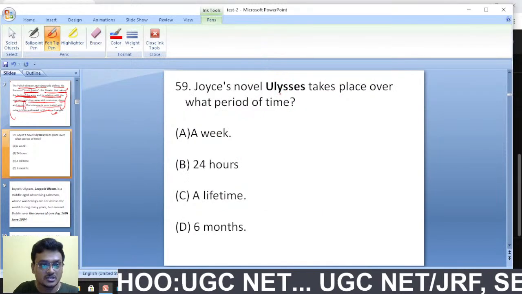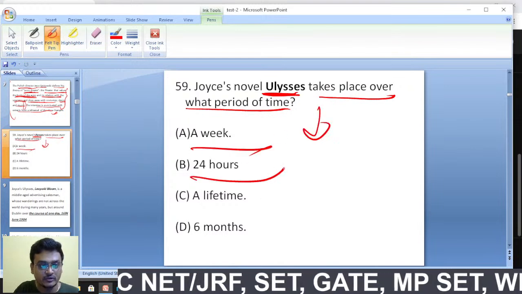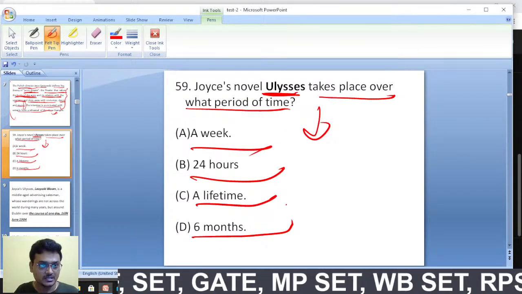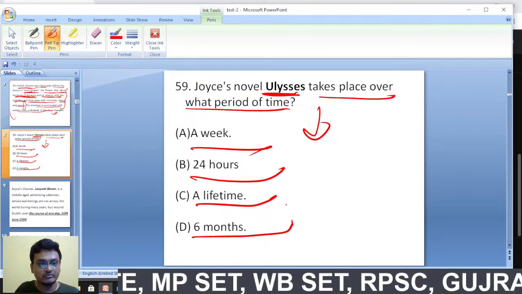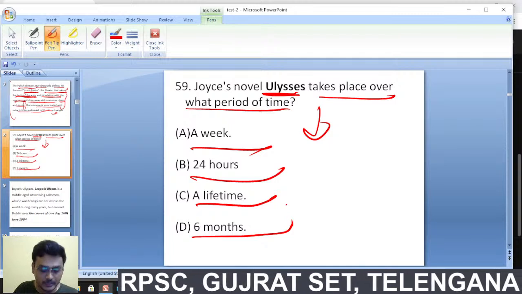Next question, question number 59: James Joyce's novel Ulysses takes place over what period of time? A week, 24 hours, a lifetime, or 6 months?